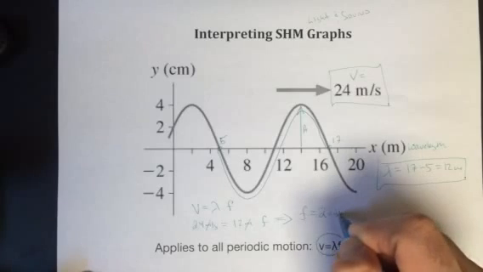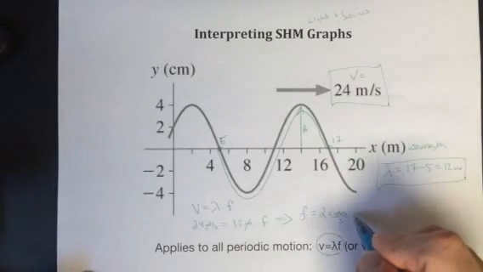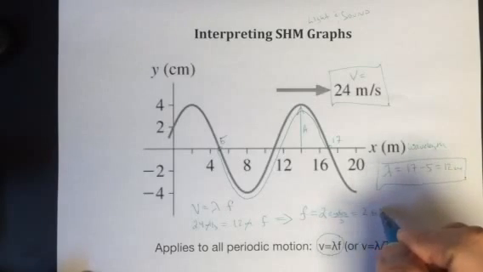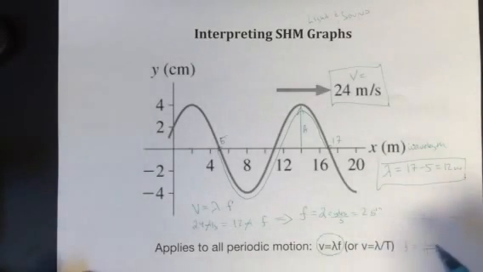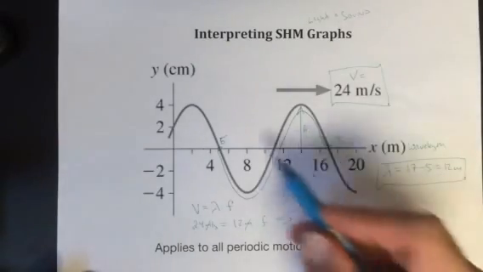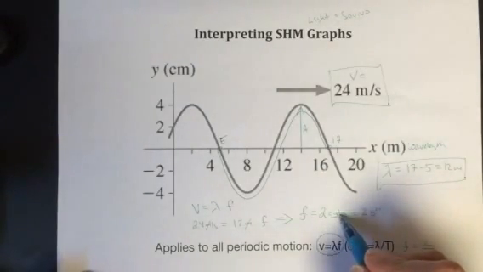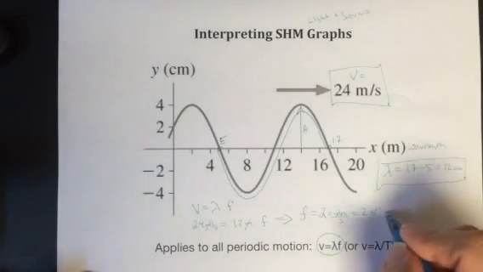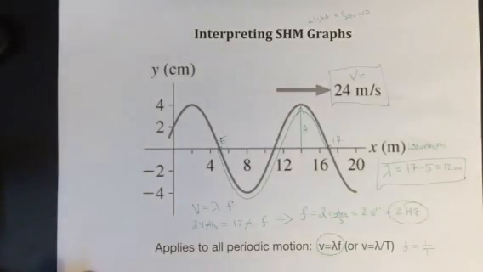cycles per second. And sometimes that's written as just 2 s to the negative 1, meaning 2 something per second, and the something would be whatever is oscillating. In general, we just say cycles, 2 cycles per second, or we just convert that to 2 hertz. Okay, and that's the most common unit, hertz.